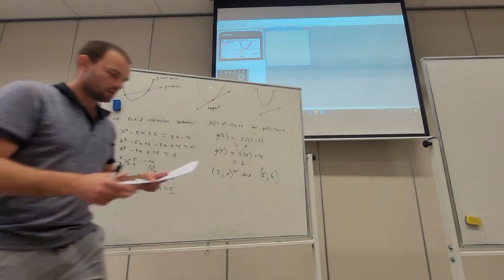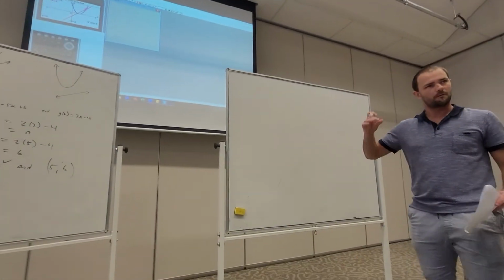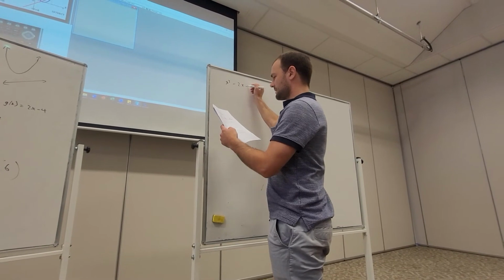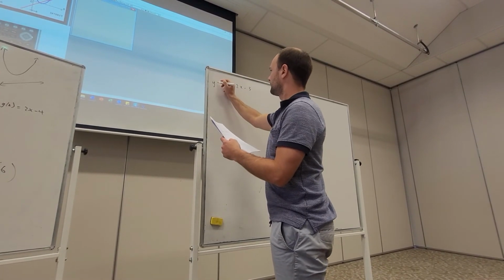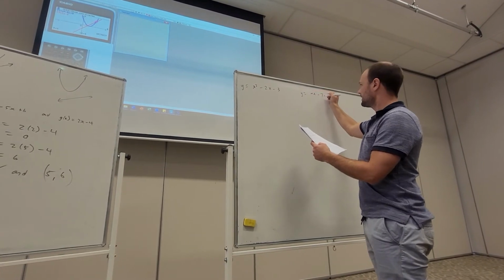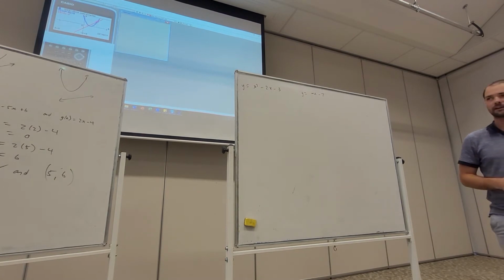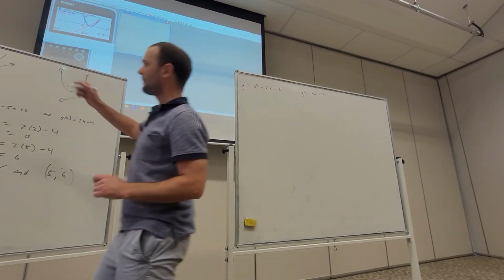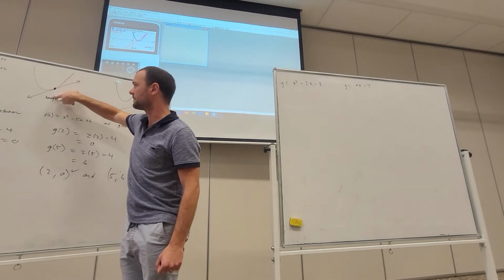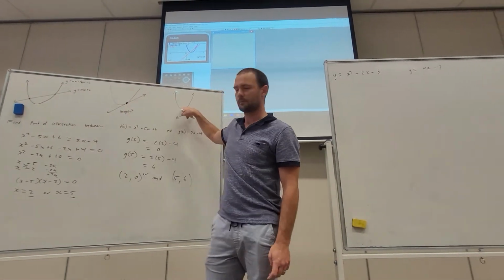So the next question says, find the values of m for which y equals x squared take 2x take 3 and y equals mx take 7 has one point of intersection. If they're going to have one point of intersection, that means it's tangent. That's what it means, isn't it? So they're asking us for this circumstance specifically, not this circumstance, not this one.